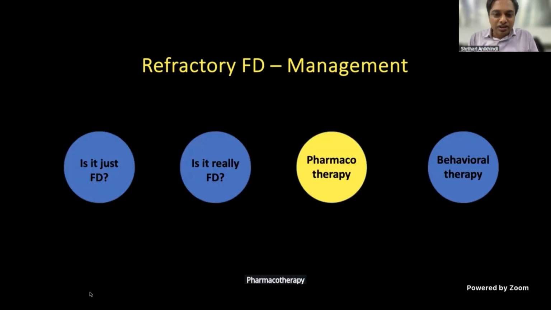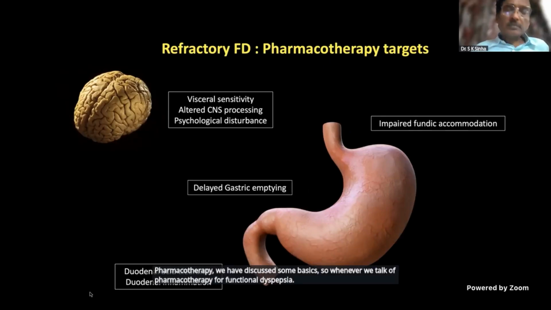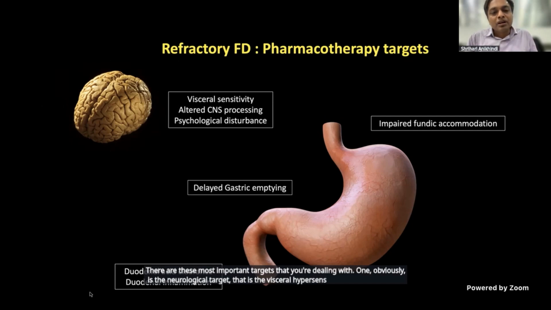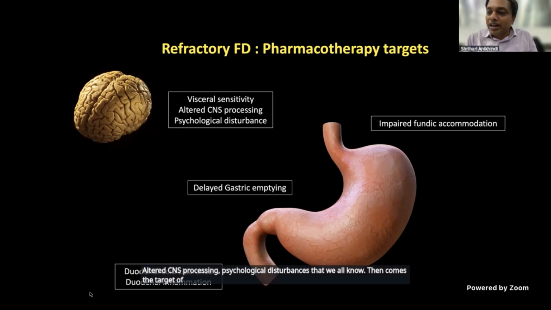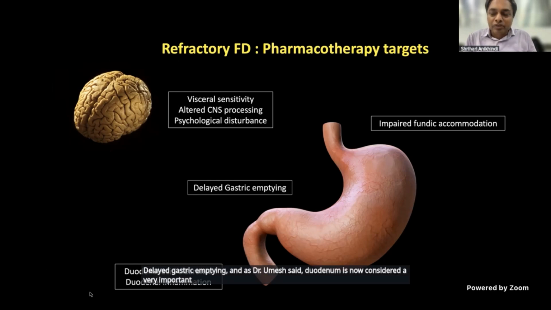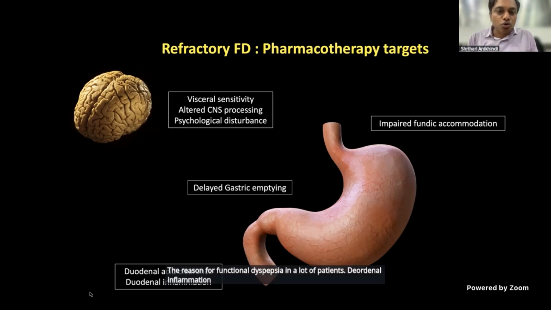Pharmacotherapy, we have discussed some basics. Whenever we talk of pharmacotherapy for functional dyspepsia, there are these important targets that you're dealing with. One, obviously, is the neurological target, that is the visceral hypersensitivity, altered CNS processing, and psychological disturbances that we all know. Then comes the target of impaired fundic accommodation and delayed gastric emptying. And as Dr. Umesh said, the duodenum is now considered a very important target for patients with functional dyspepsia because it might actually be the reason for functional dyspepsia in a lot of patients. Duodenal inflammation is known to cause this.